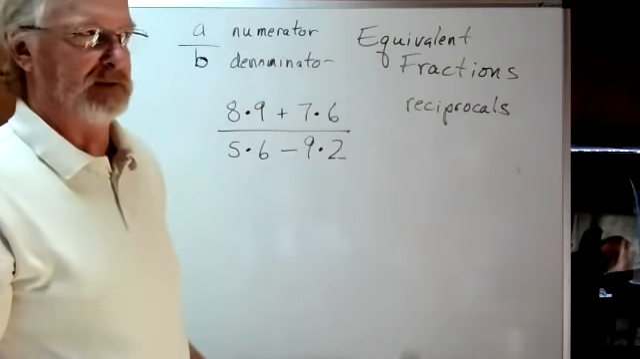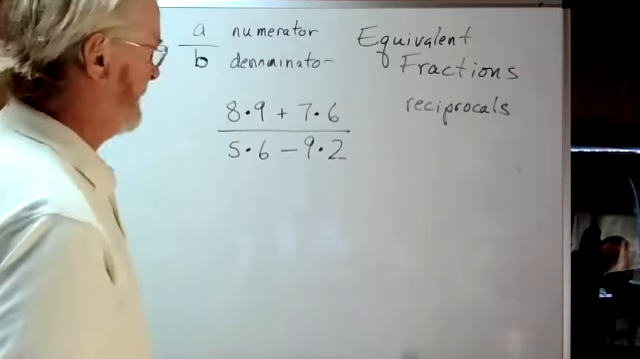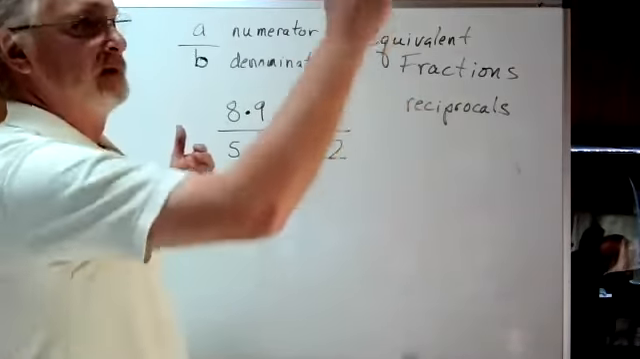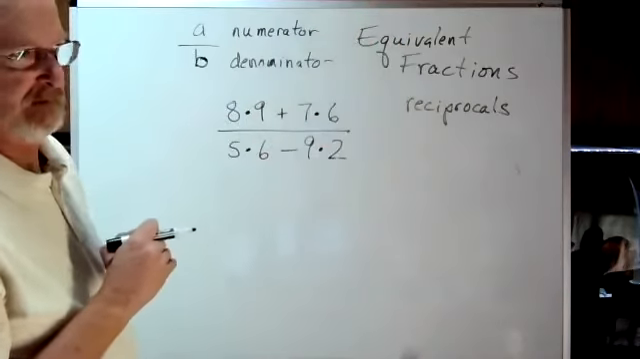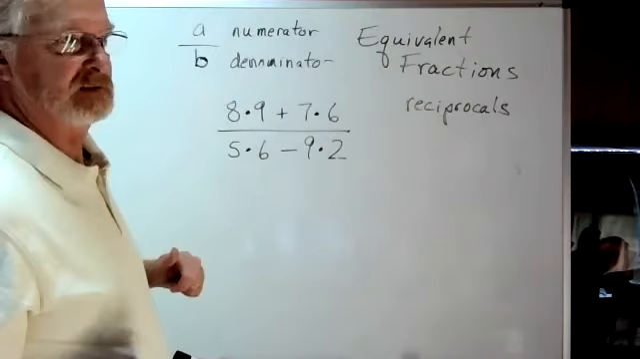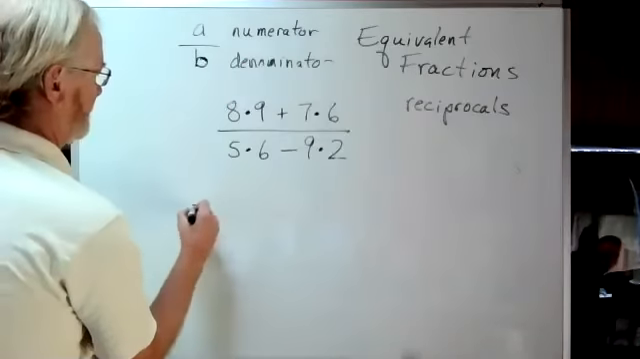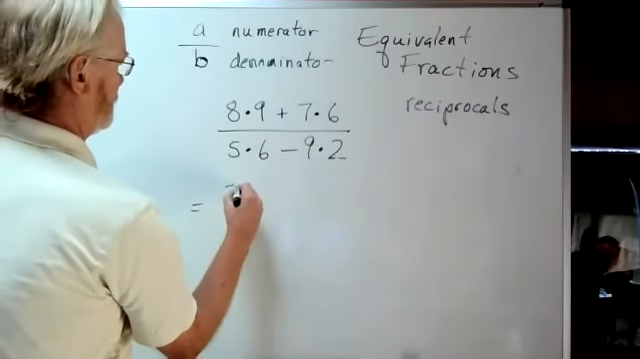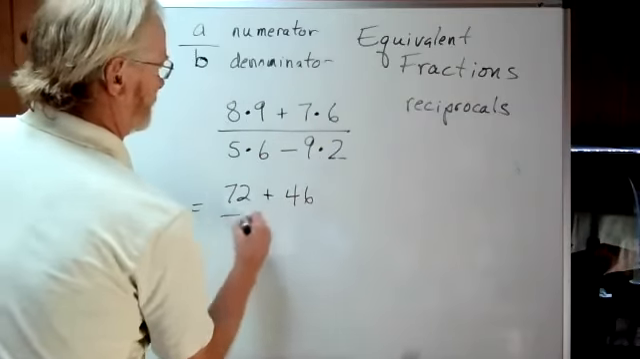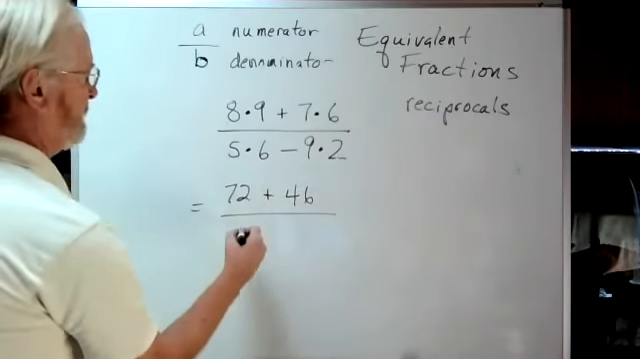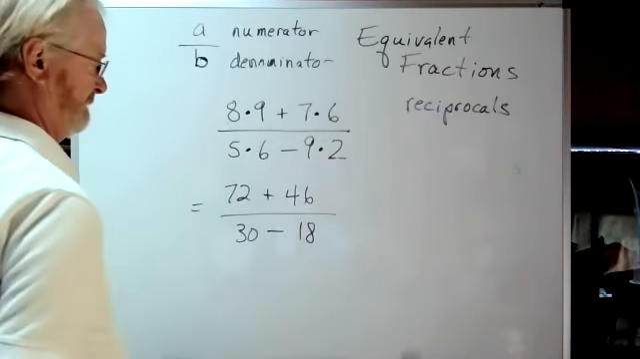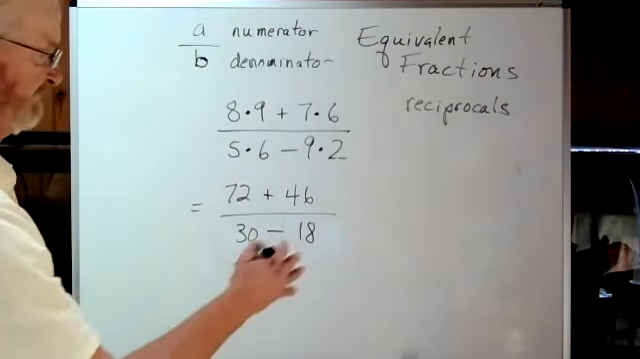Hard to come up with the easy explanation for that. But until everything is a bunch of multiplied pieces, then you can't cancel anything. So really you need to simplify both parts first, separately. So what am I going to get here? That's a 72 plus a 46. Where's my calculator? That's a 30 minus an 18.